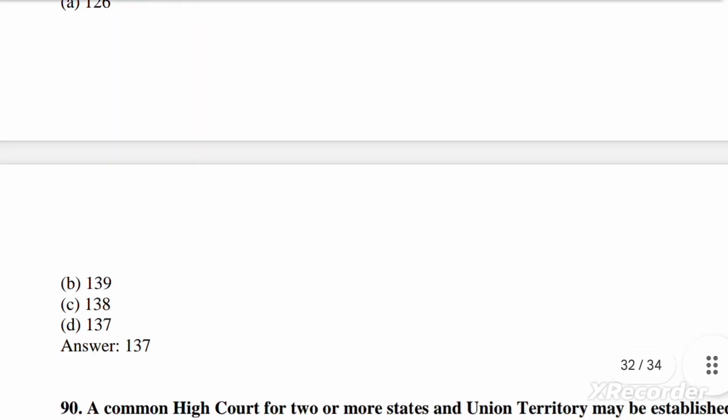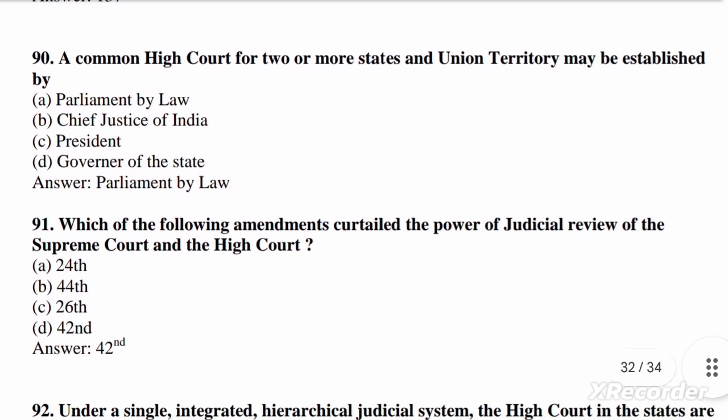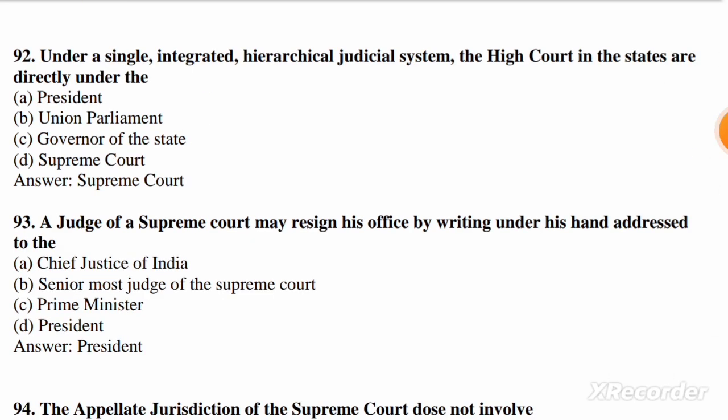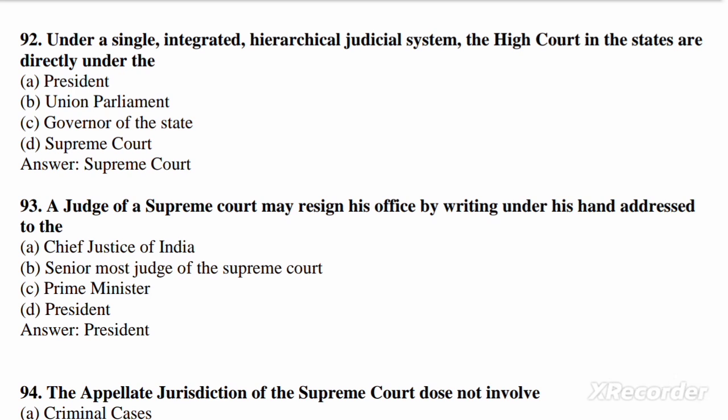90. A common high court for two or more states and union territory may be established by Parliament by law. Option A. 91. Which of the following amendments curtailed the power of judicial review of the Supreme Court and High Court? Answer: 42nd Amendment, option D. 92. Under a single integrated hierarchical judicial system, the High Court in the states are directly under the Supreme Court. 93. A judge of a Supreme Court may resign his office by writing under his hand addressed to the President.